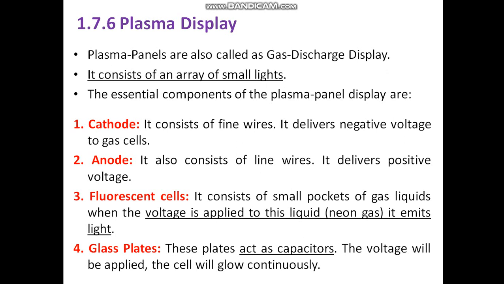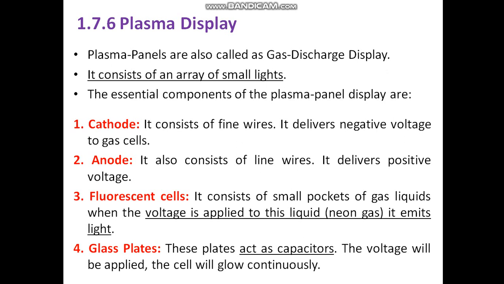In today's lecture, this is the plasma display. Plasma panels are also called gas discharge displays, and they consist of an array of small lights. A plasma display has small cells containing plasma. Plasma is the fourth state of matter, which contains high energy particles.